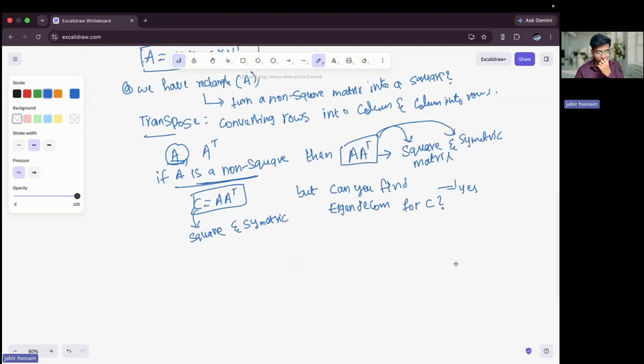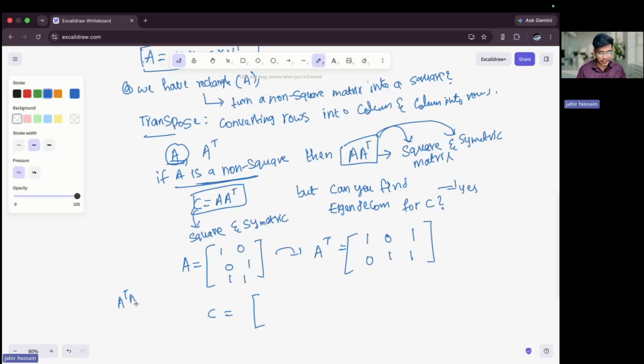So let me quickly do a numerical. Let's say I have A. I have an example actually in my book. Let me take it: 1 0, 0 1, 1 1. If you take this matrix, then A transpose would be 1 0 1, 0 1 1. Now the product C would be A transpose times A, so write 1 0 1, 0 1 1 multiplied by 1 0, 0 1, 1 1.